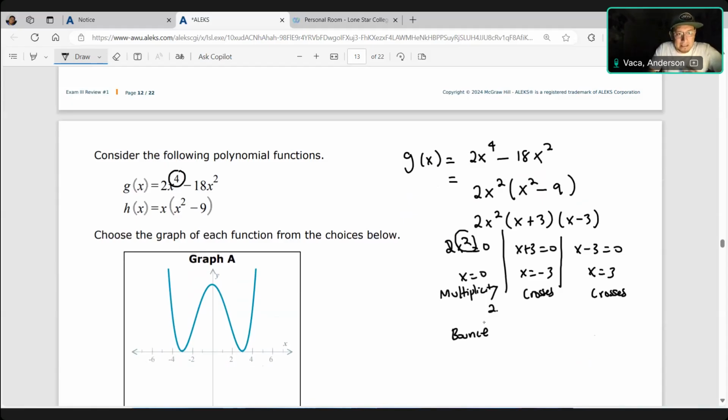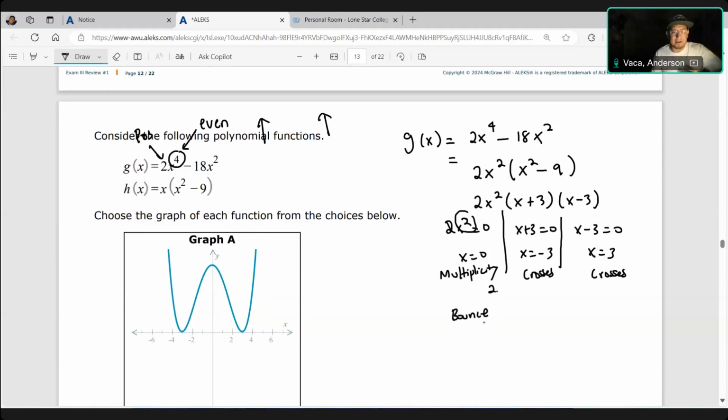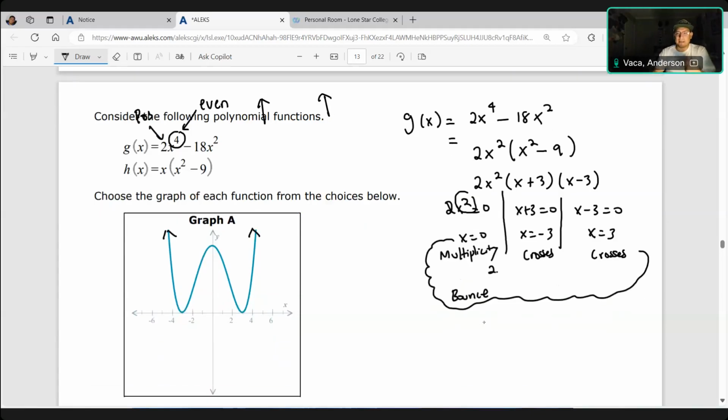But because, as I was trying to explain earlier, the leading exponent is even and the leading coefficient is positive, both ends will rise. So right now I'm looking at graph A, and graph A doesn't represent this information. Although both ends are increasing, it's not representative of what's happening at the zeros.